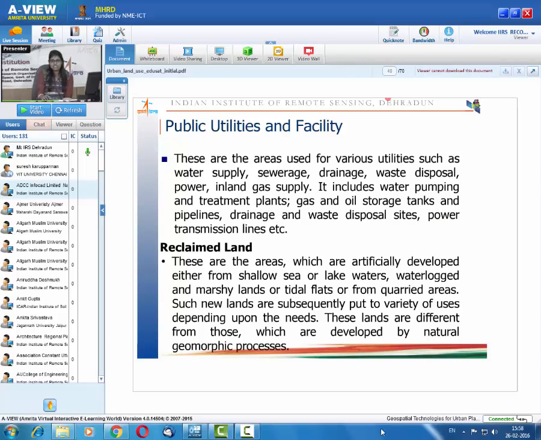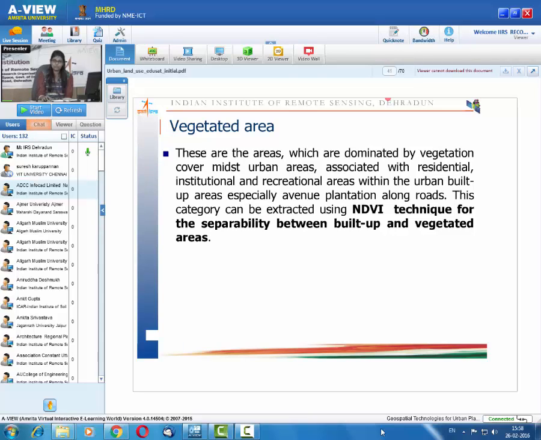Utilities and facilities cannot always be visible on the imagery. A high resolution satellite imagery is required for image interpretation. For vegetated area, as I said, in standard FCC, the vegetated areas are red in color and can be easily identified. However, there are other techniques called NDVI, that is Normalized Differential Vegetation Index, which can be helpful in differentiating the vegetated areas from the rest of the classes.